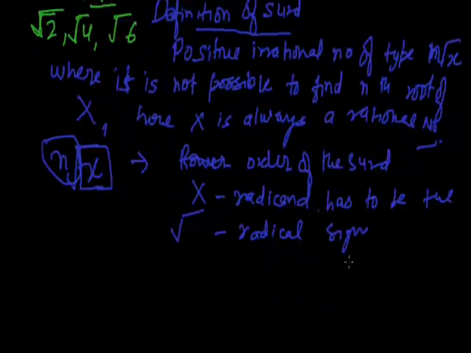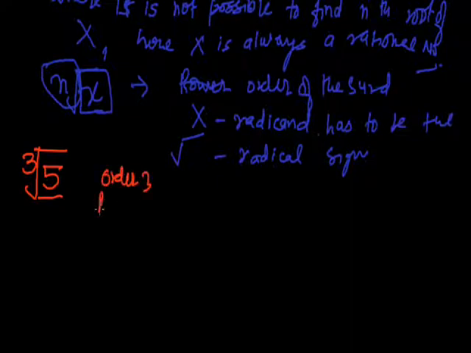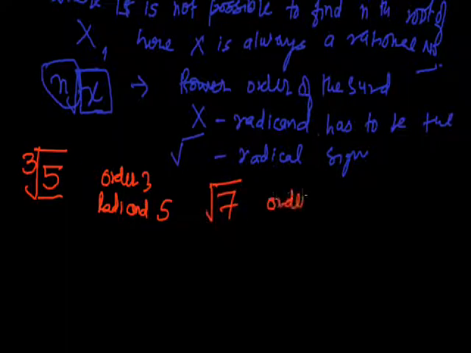Okay. Now we can take a couple of examples to define the surd. How does the surd work? Now here 5 is the radicand and its order is 3, and you cannot find out the third root of 5. So this is a surd. And if you don't mention anything, it is always considered to be order 2.